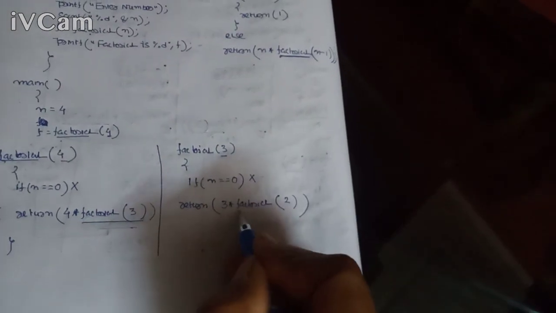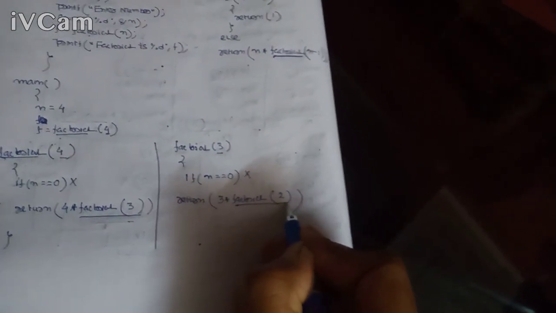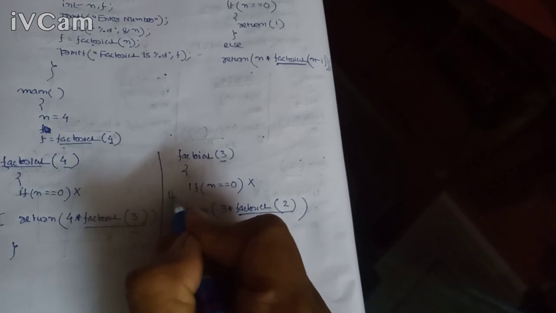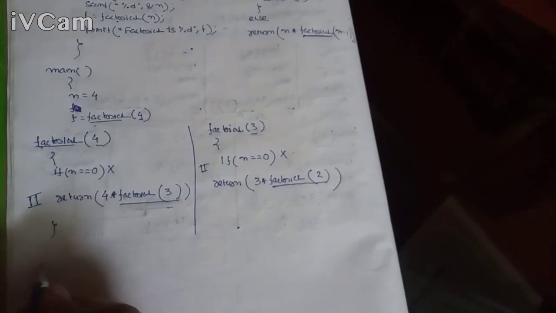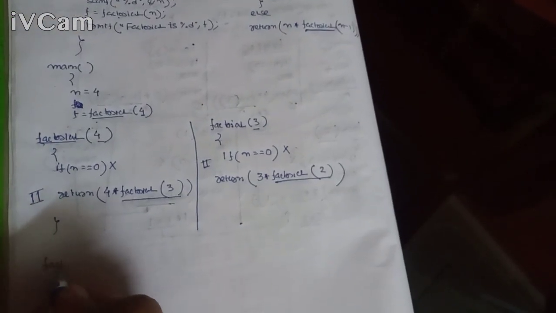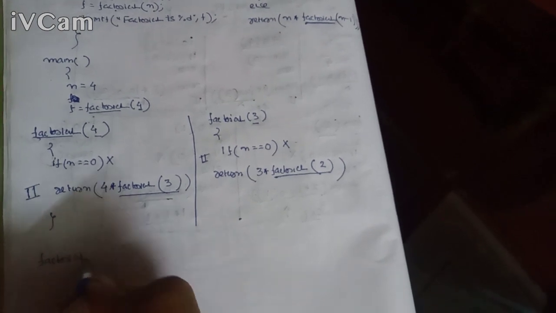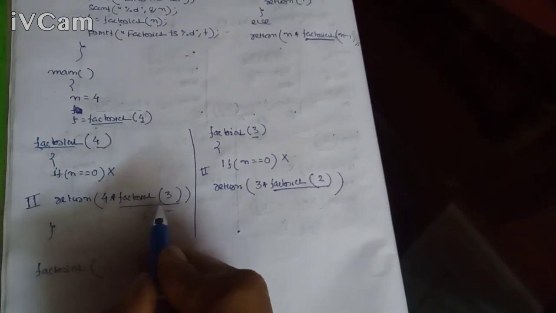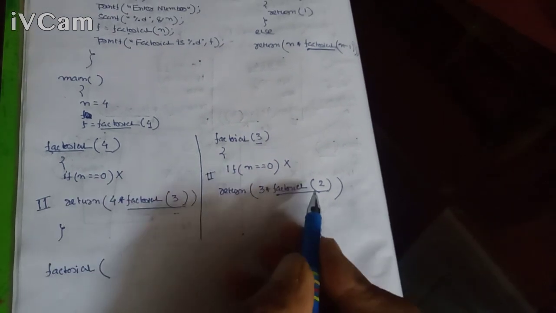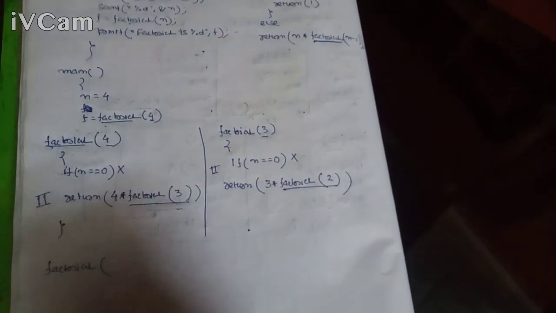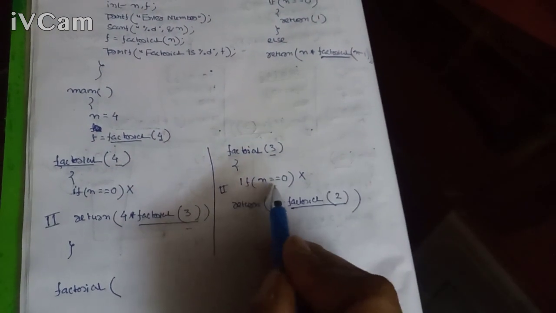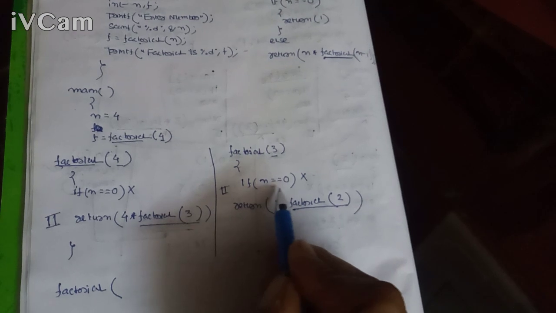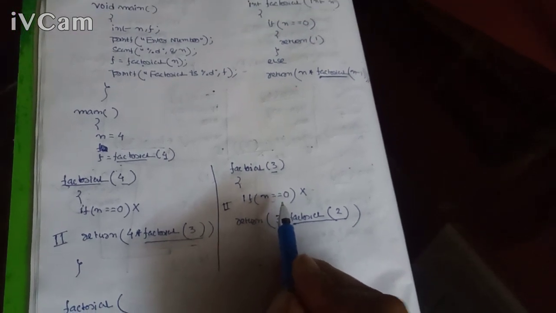So again we don't know the value of factorial 2. So this function again gets paused, and it will call the factorial function again. So comes here, the next function is factorial 2, because we don't know the result of factorial 3 or factorial 2. So it will call repeatedly until it reaches n equal to 0. It is my base condition.